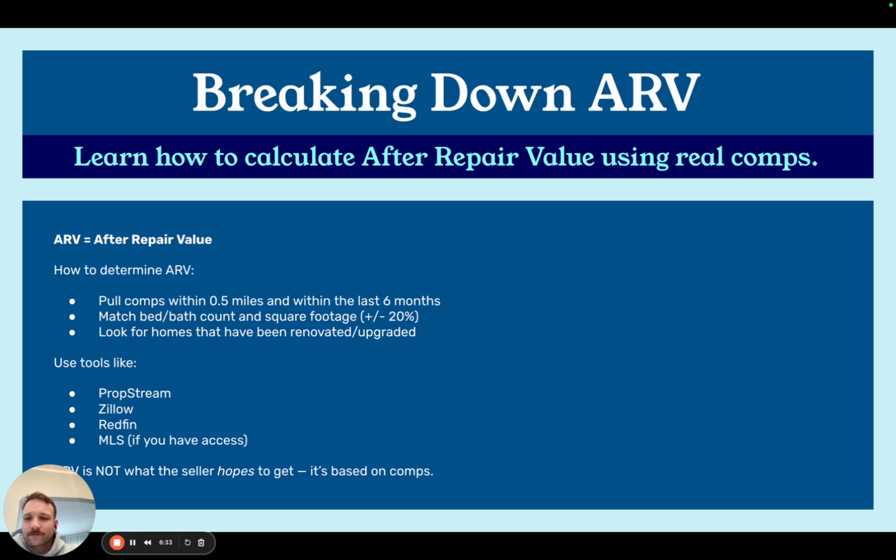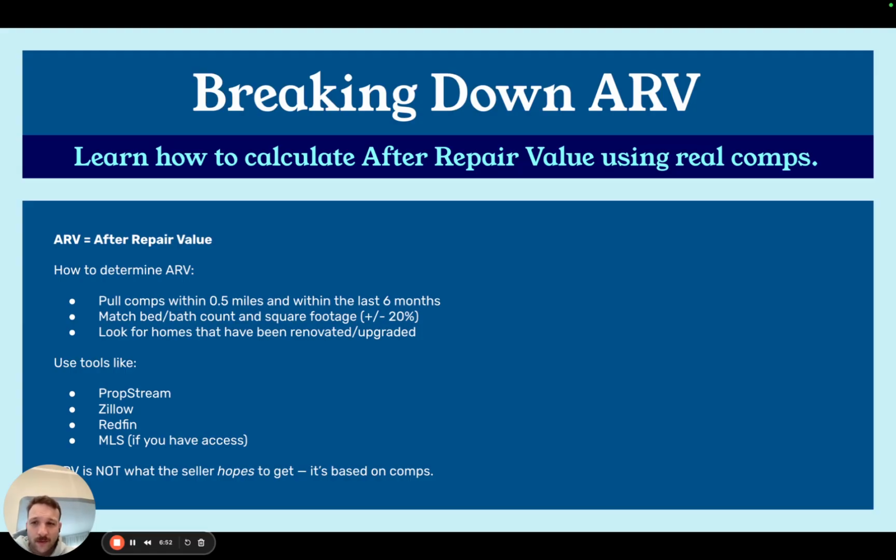One important note, ARV is not what the seller hopes to get. It's based on data, it's based on evidence. So when we talk to buyers, when we make an offer to the seller, we need to know our ARV. We need to have a rough idea of what the repairs are going to be so that we could put together an MAO and an offer price.